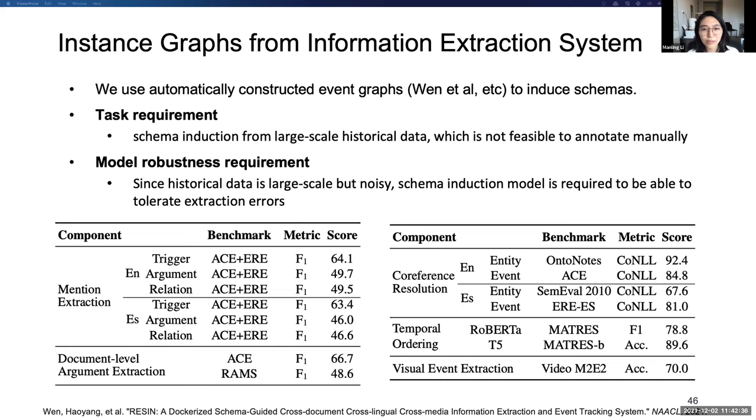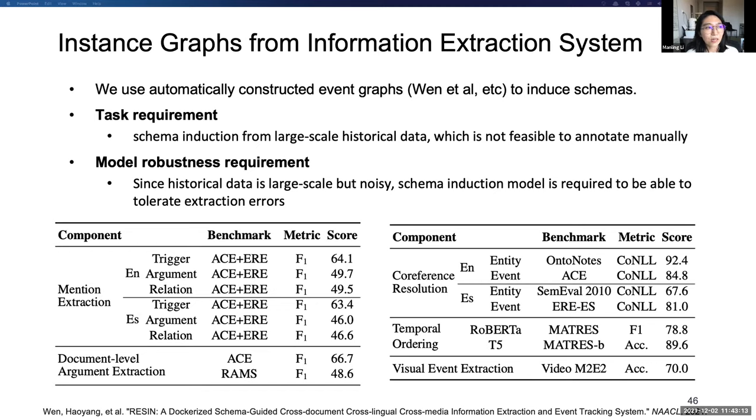So we didn't use the annotation, because if we want to learn this schema in a graph pattern, then we need a lot of instance graphs. But the current annotated data didn't have this kind of graph, because our graph contains event temporal orderings and also the argument connections and argument relations. So this graph, I think, is more comprehensive than the previous schema induction corpus. So this graph is actually very hard to annotate.